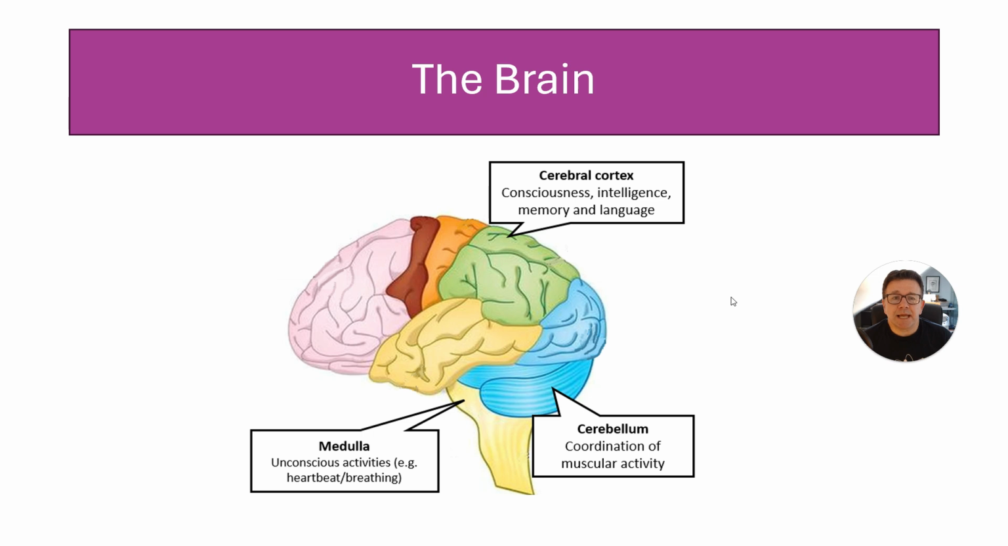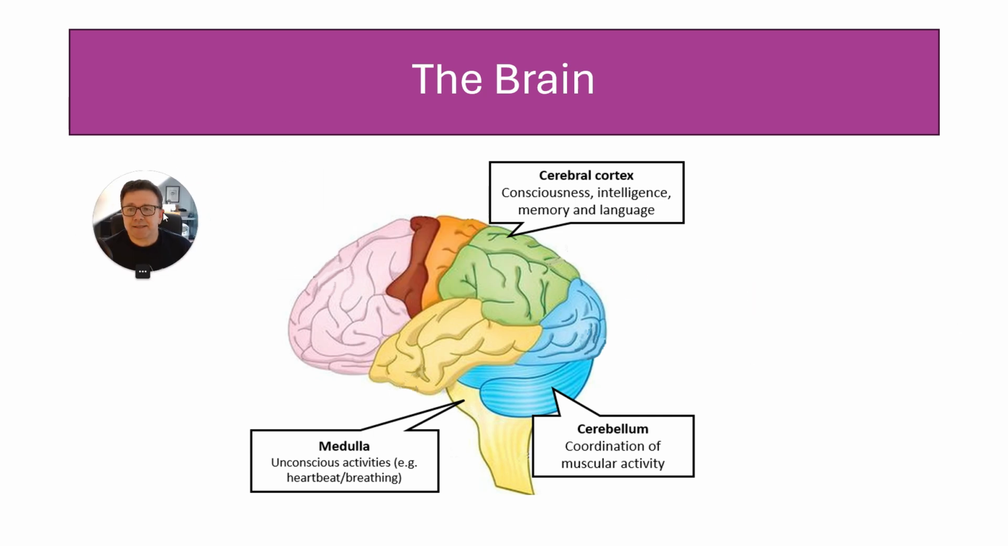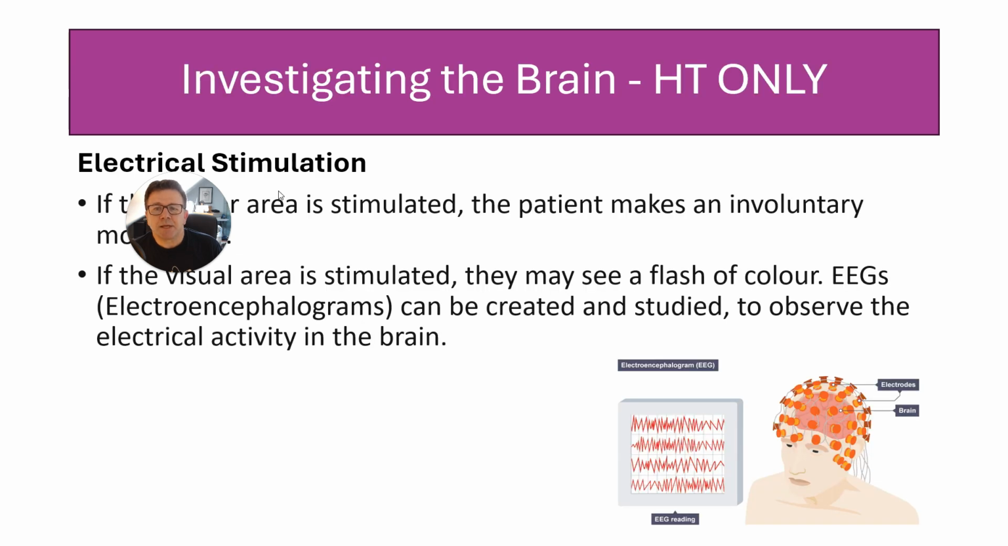The brain. The brain didn't come up last year at all, so you need to know these 3 parts that are specified in the spec. You've got the medulla, which handles unconscious activities, heartbeat and breathing; the cerebellum, which is the coordination of muscular activity; and the cerebral cortex, which handles consciousness, intelligence, memory and language.